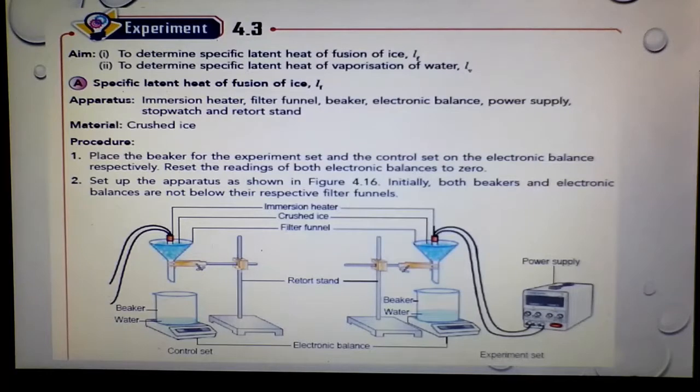Why we set this control set is to determine the amount of ice that melts due to surrounding temperature. Because in our calculation, we just calculate that the heat supply is by the power supply, Pt. So we want to determine the amount of ice that melts due to the electrical energy supply only. That's the reason why we need to set this control set.